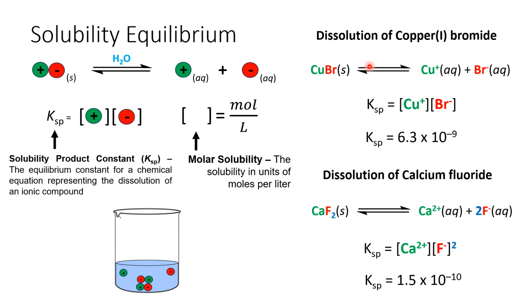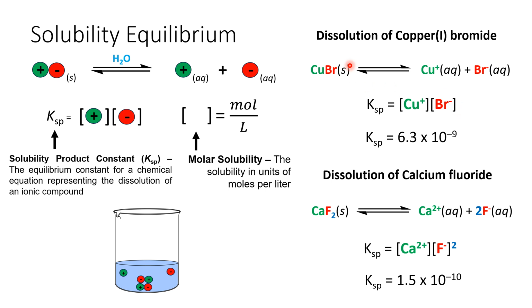And here's just a couple of examples. Notice I use some of the same color coding. The dissolution of copper 1 bromide, for example. Here's copper 1 bromide. It's a solid, and the question is, how much does it break up? And obviously, if it does break up, it's going to be Cu+ and Br-. If I wanted to write the KSP expression for this, it would be KSP equals the concentration of my Cu+ times the concentration of my Br-.